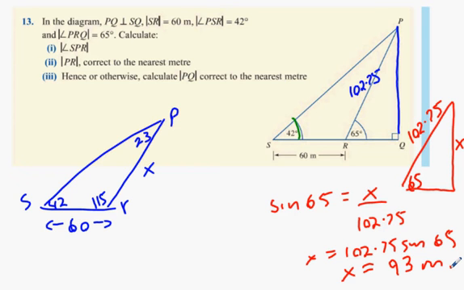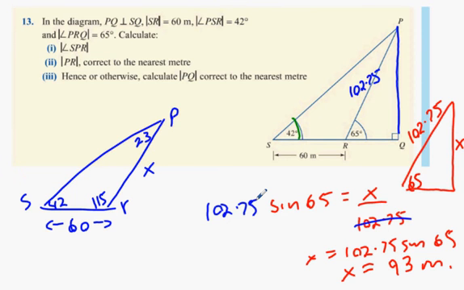Does the sine 65 have to go underneath? No, the 102.75 went up to meet it. So it went from here up to there. Division on the right, multiplication on the left. I just switched it around as well. Ready to move on? Yeah?